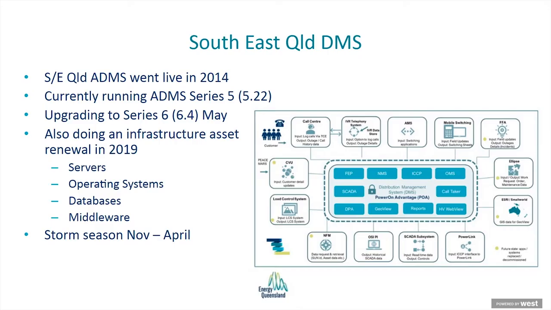We're also doing an asset infrastructure renewal in 2019, and this will include our servers, operating systems, databases, middleware. And one of the constraints that we always have with our projects is our storm season, going from November to April. So we try not to do any work on the system during that time. The overview that you see there, we have a pretty substantial amount of integration to our DMS, and we leverage that pretty heavily.